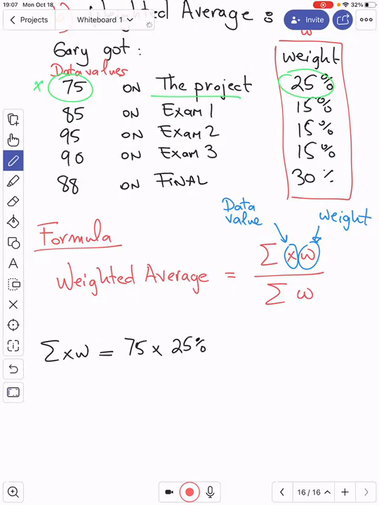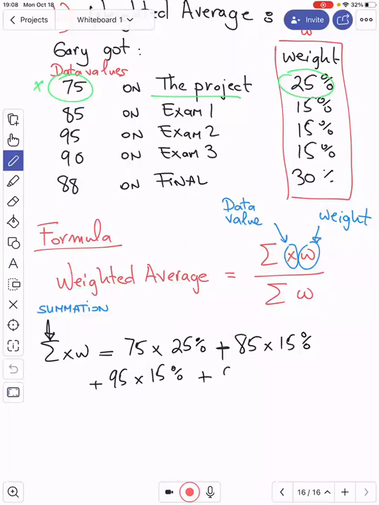Right? Plus, because this capital sigma here, guys, is a symbol for summation. Okay, so this is for the project. Now, for the first exam, he got 85. That's your data value times the weight, which is 15%, etc. Plus, and the second exam, he got 95 times the corresponding weight of the second exam, again 15%.